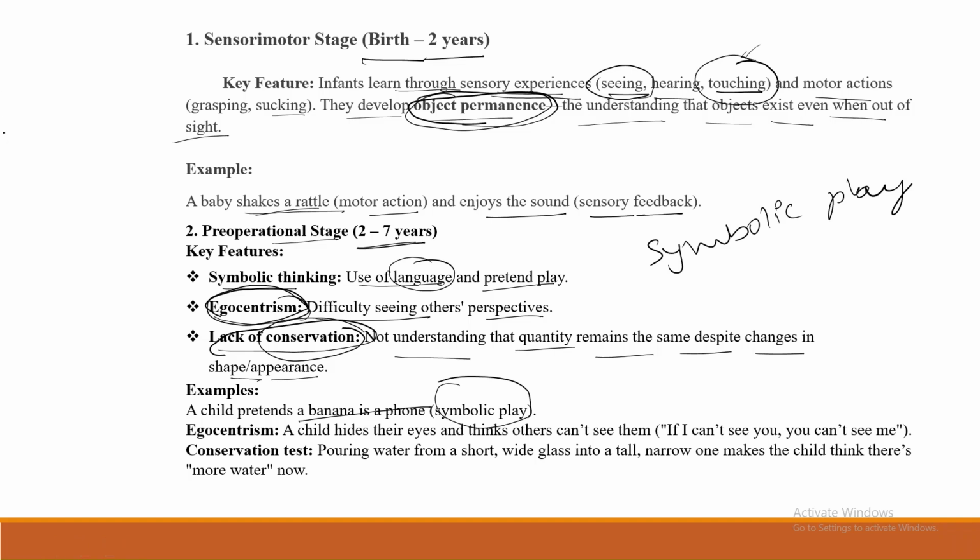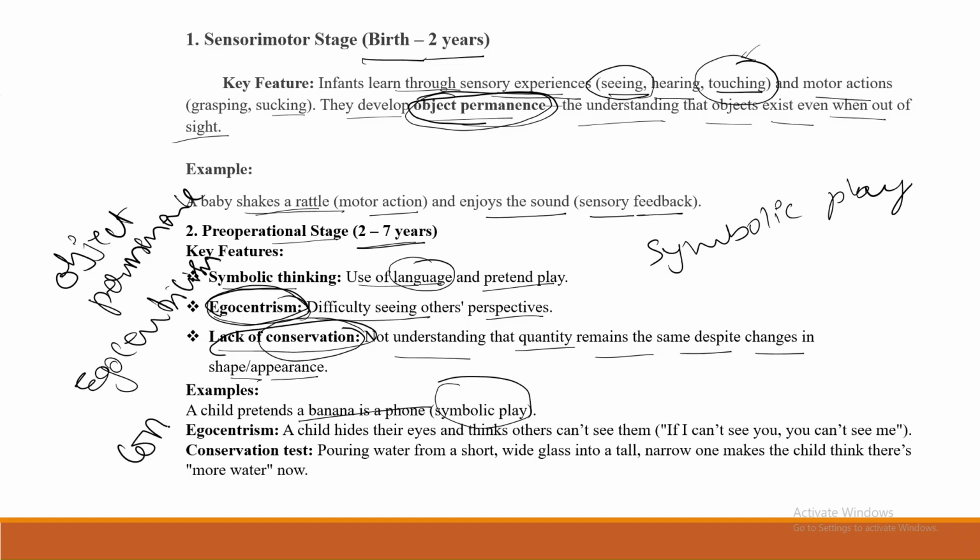So now we have encountered three keywords: object permanence, egocentrism, and conservation. See, these keywords are very important in Jean Piaget's theory. Questions come only from these three keywords. What is object permanence, and in which stage does it occur? What is egocentrism and in which stage does it occur? What is conservation and in which stage does it occur? I will explain these three keywords in subsequent slides.